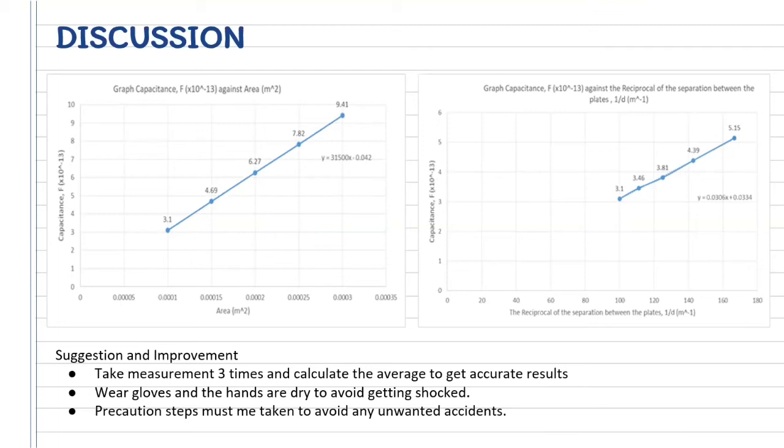Next, there are some suggestions and improvements for the experiment. The first one is to take measurements 3 times and calculate the average to get an accurate result. Second, wear gloves and keep the hands dry to avoid getting shocked. And the last one, precaution steps must be taken to avoid any unwanted accidents.